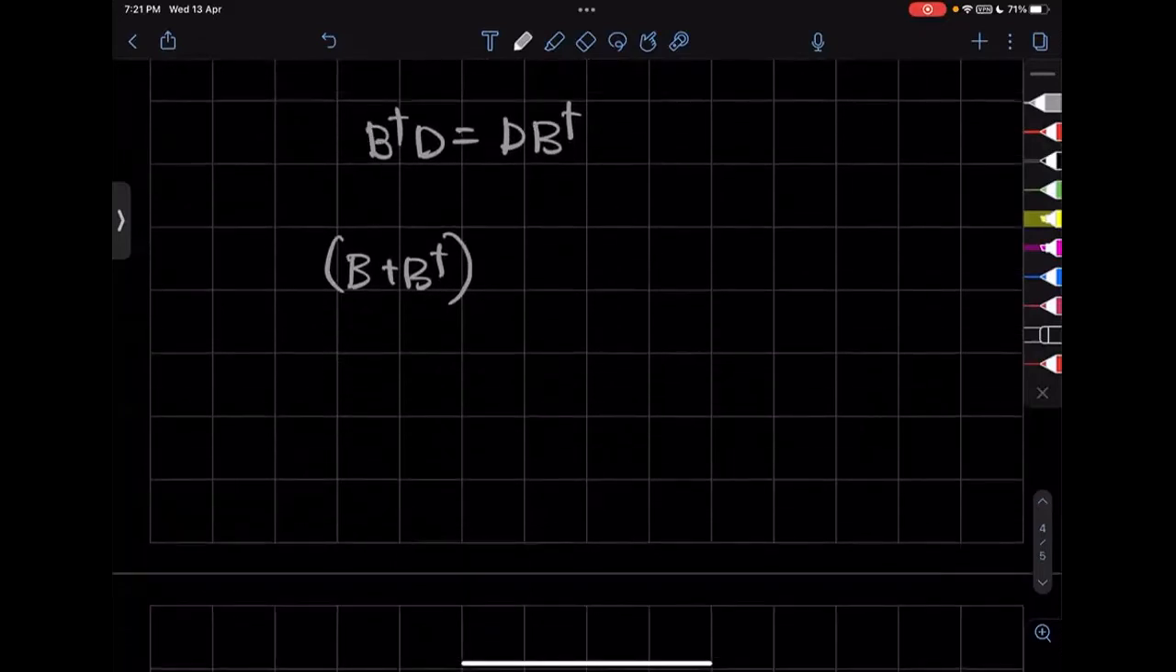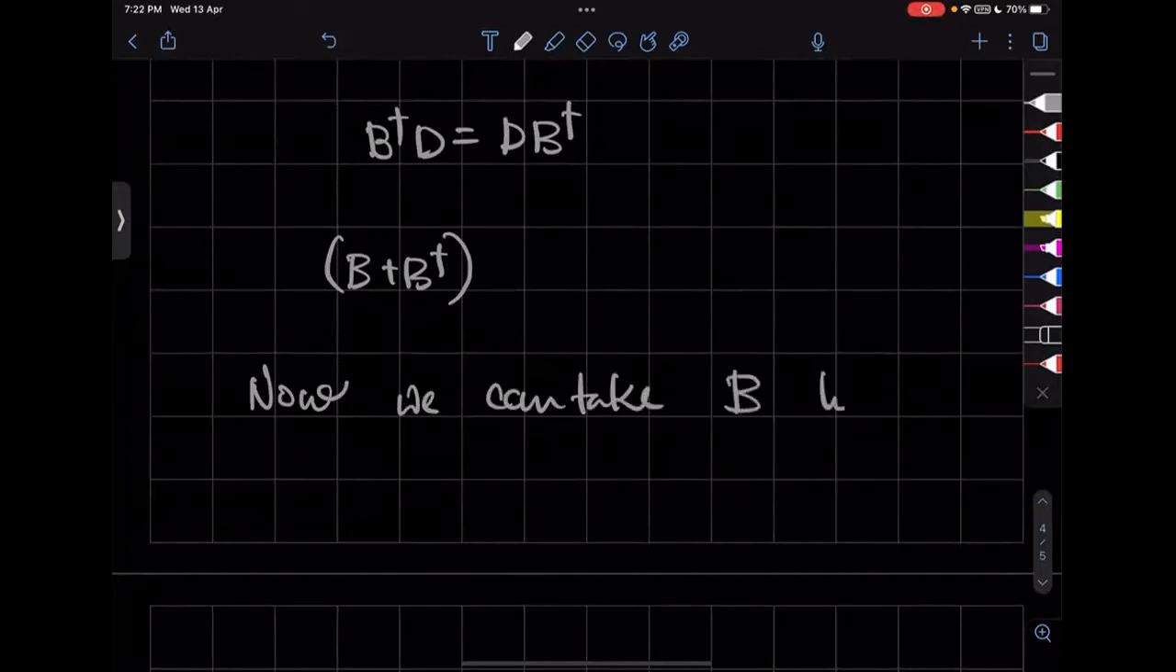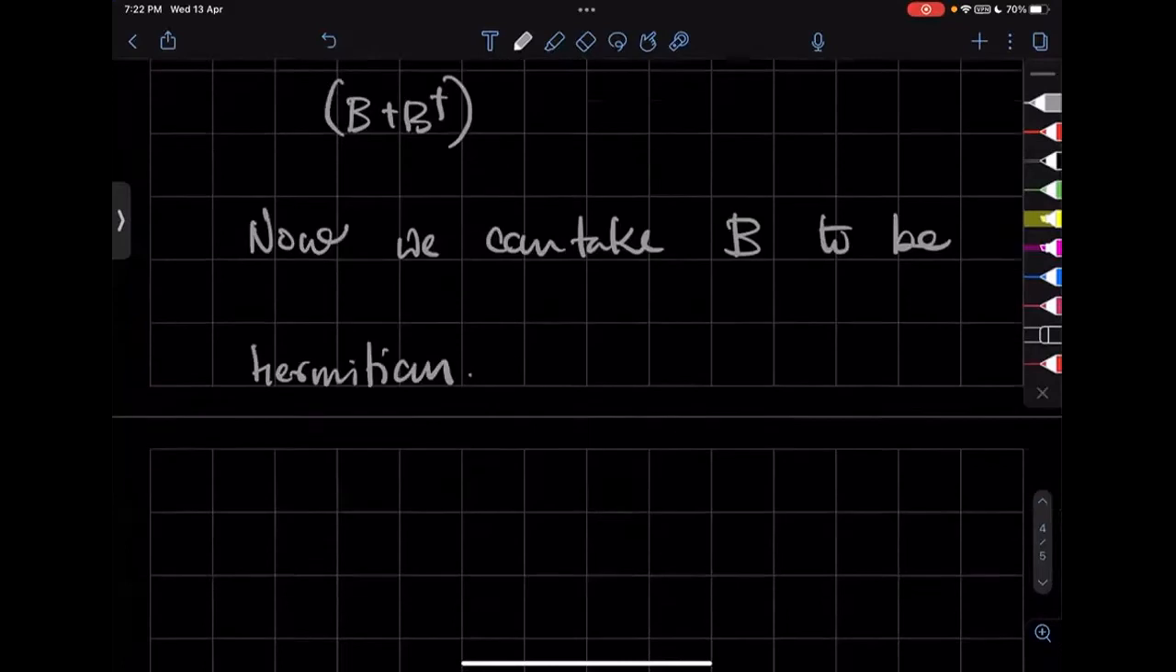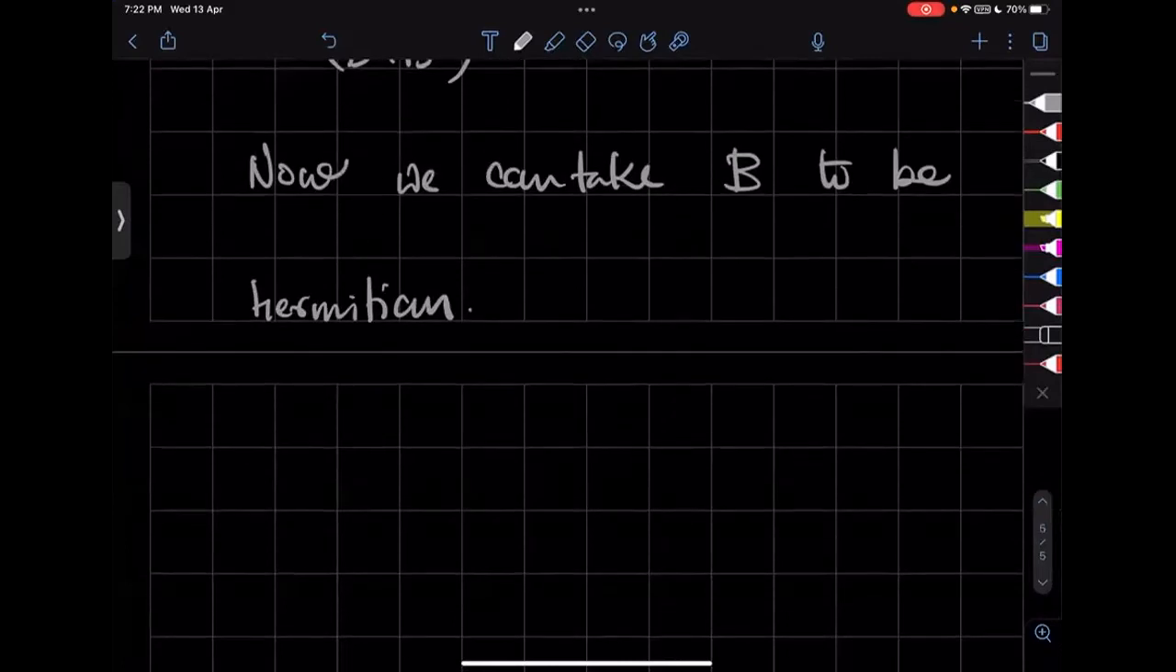Okay, so now we can take B to be Hermitian. Because B is Hermitian, we know that Hermitian matrices can be diagonalized by a unitary transformation. So let's diagonalize B. Suppose there's a unitary matrix U such that it diagonalizes B.